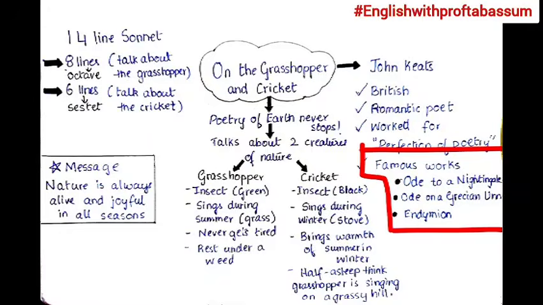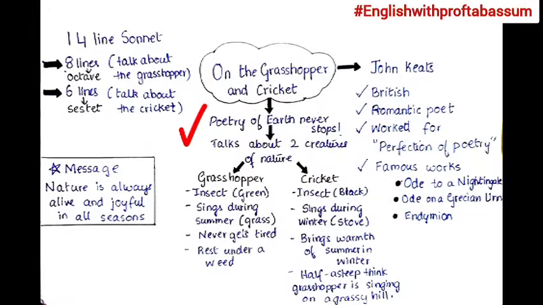In this poem, John Keats wants to say that the poetry of the earth never stops. It means nature is alive, there is some sound that is always coming from the earth. So the poet wanted to prove his point and he talks about two creatures from nature. One is a grasshopper, another is a cricket.